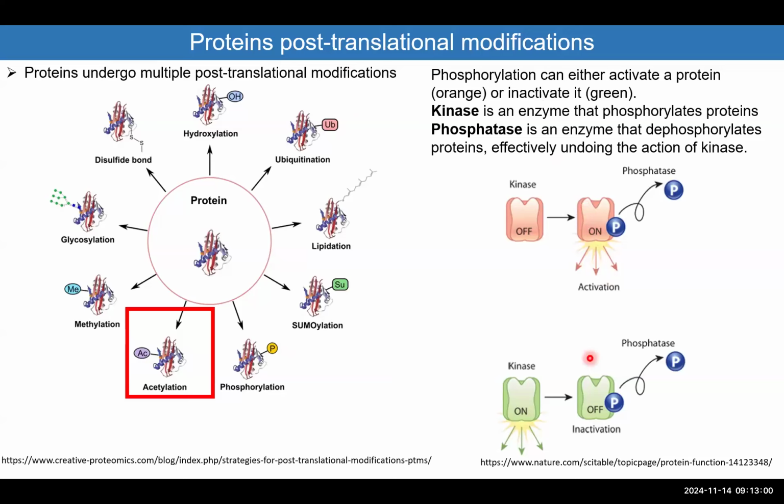Or you can do the other way around. Probably this protein is already active in green. Now you add the phosphate group and then you can block its function. When the phosphate is bound to that protein, it's inactive. So there are a lot of these examples.